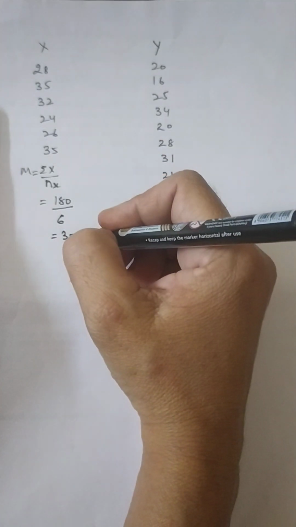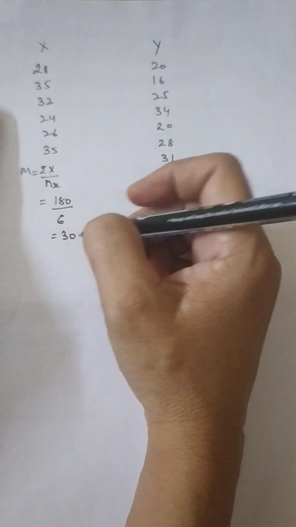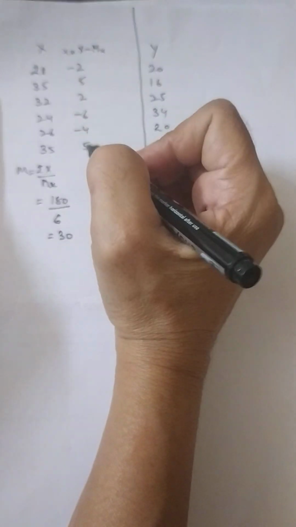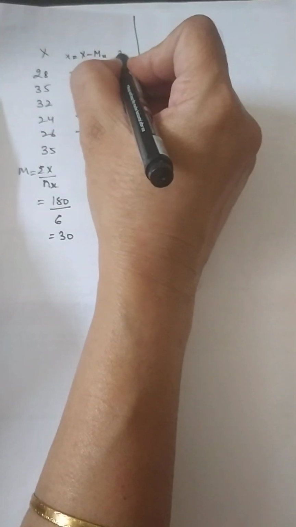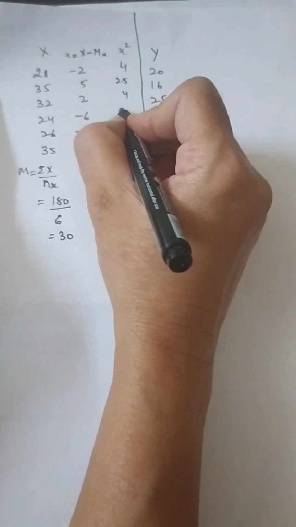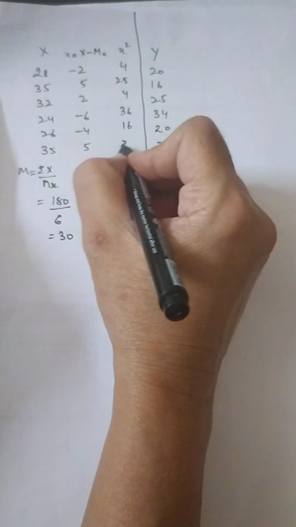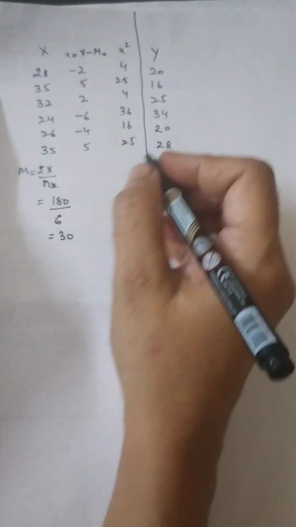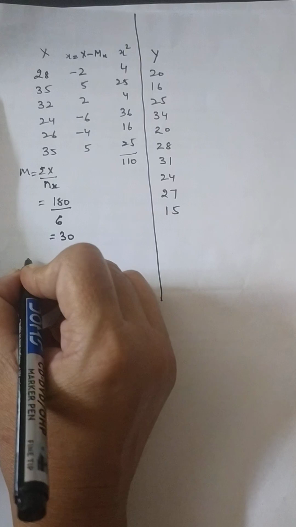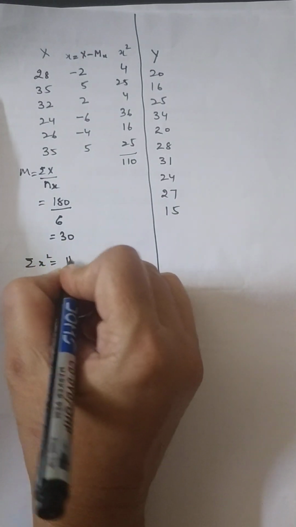Since it is a whole number, we can find the deviation of each of these scores using the actual mean. So deviation is x minus m. So deviations are these. Now we can find the square of the deviations. So we have calculated summation x square, and this is equal to 110.